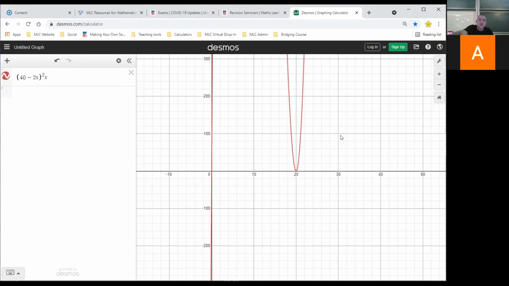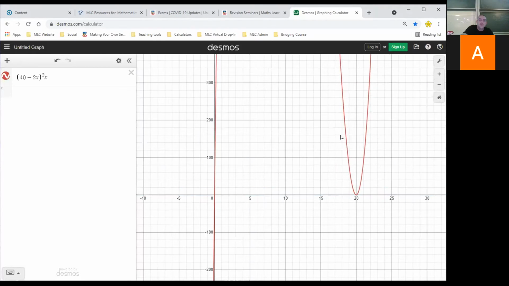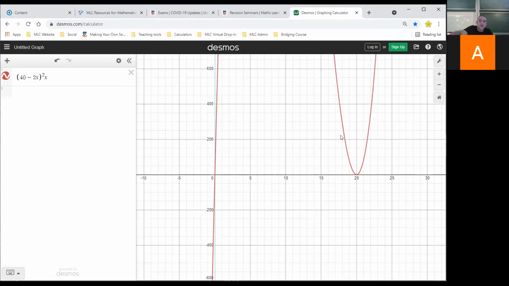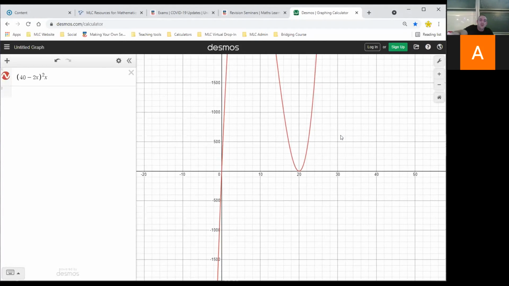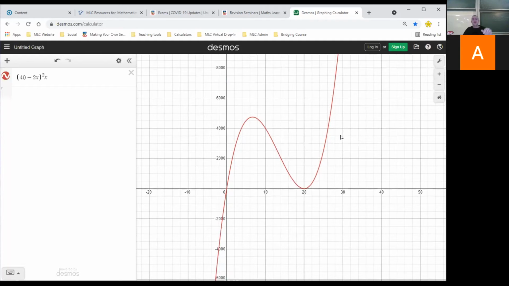I think I've done something wrong in my calculations, because I've got a turning point at 20. I've done something wrong. Damn it. Okay, let me go back and see if I can figure out where I went wrong. Oh, I should have known that. A squared means there's a turning point on the x-axis. Yeah, that always happens that way.